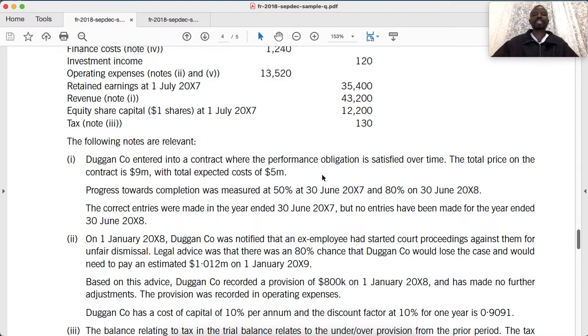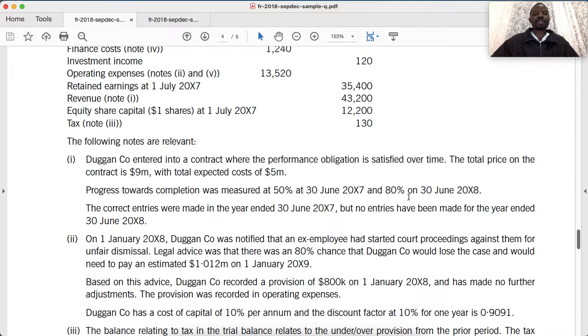We have to split the profit throughout the contract period. Now let's go ahead. We are saying progress towards completion was measured at 50% at 30 June 20x7. This was the previous period where 50% of the contract was completed and 80% on 30 June 20x8.